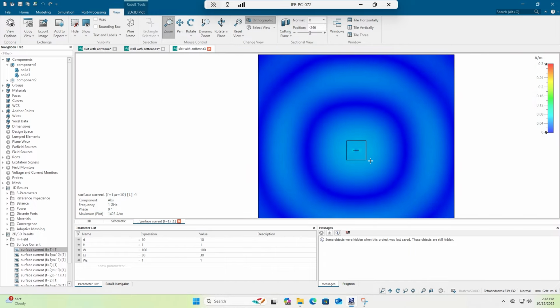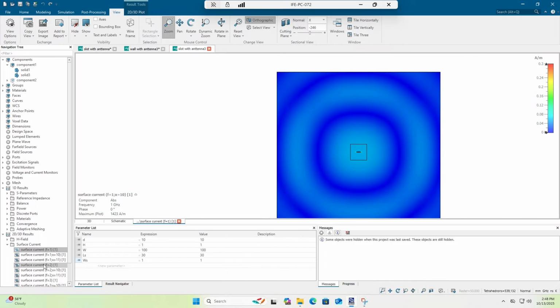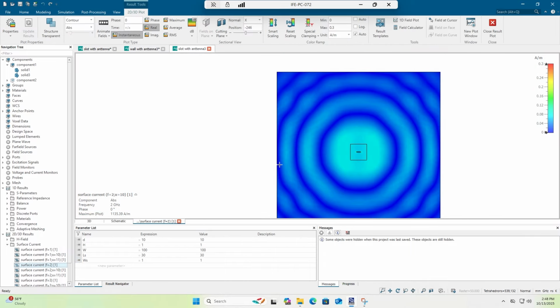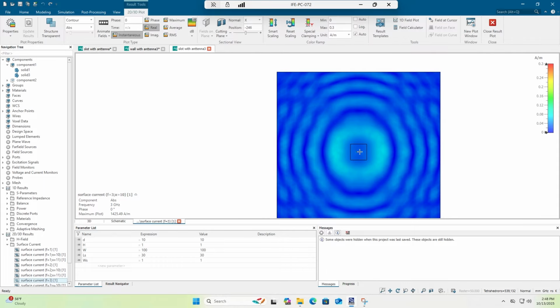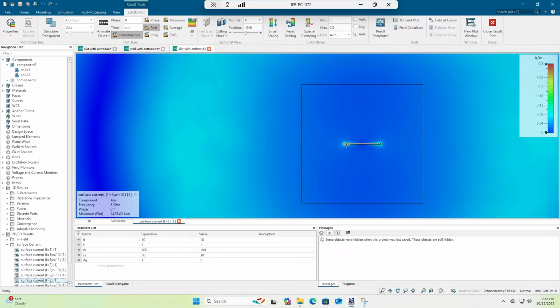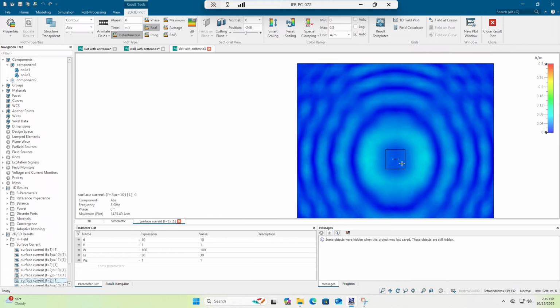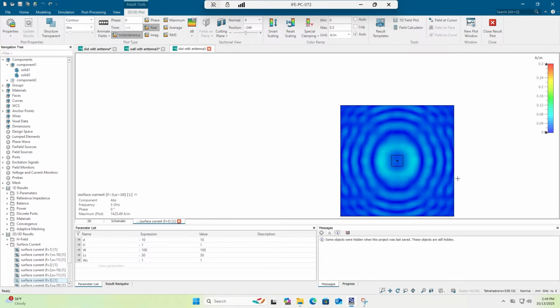Now I'm switching to the front wall, and I want to show you the result for 2 GHz and for 3 GHz. And for 3 GHz, you can see we have two peaks at both ends of the slot. And here you can see the overall current density distribution along the wall. Now back to you, David.